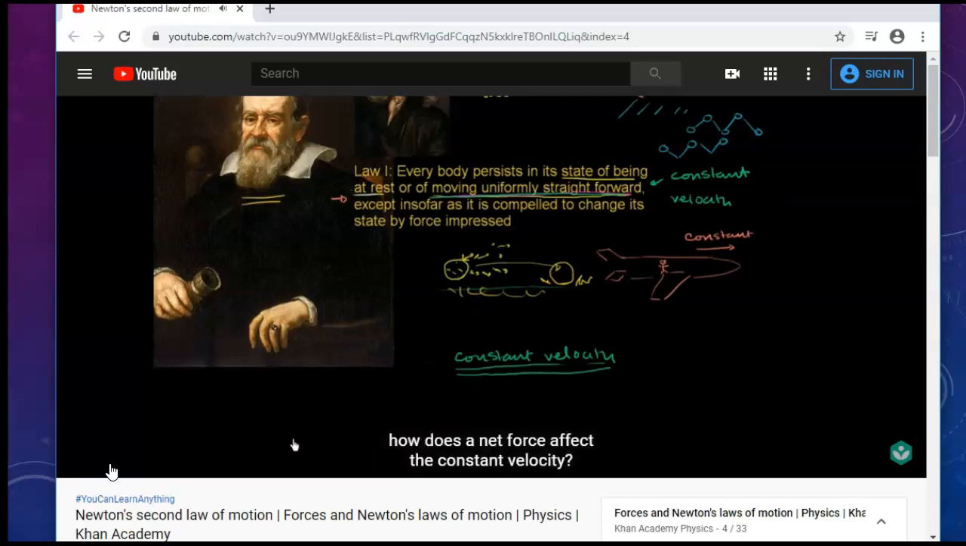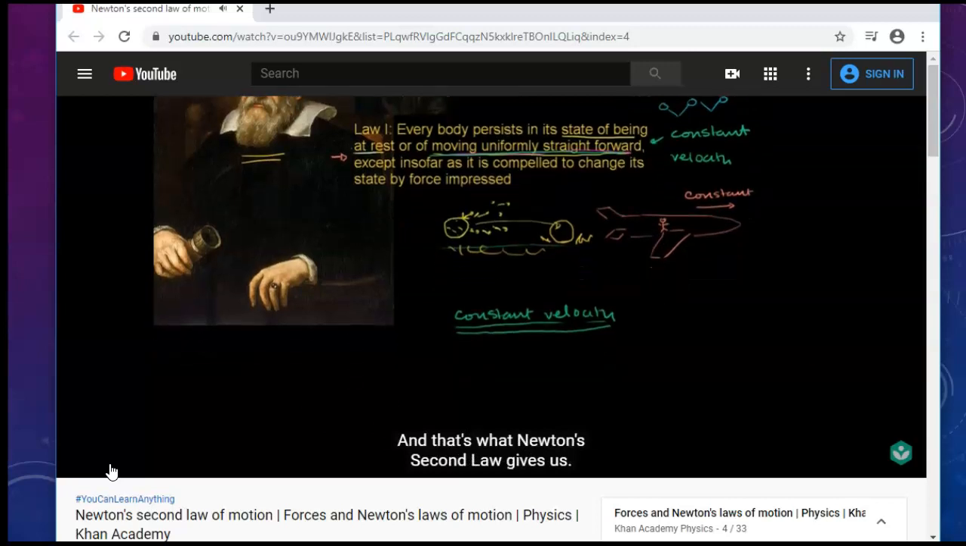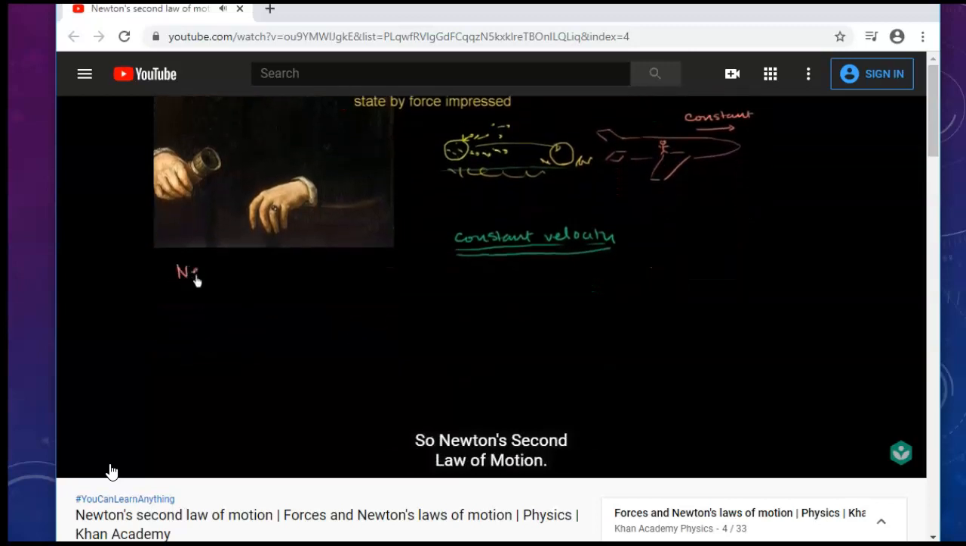How does a net force affect the constant velocity, or how does it affect the state of an object? And that's what Newton's second law gives us. So Newton's second law, second law of motion. And this one is maybe the most famous. They're all kind of famous. Actually, I won't pick favorites here. But this one gives us the famous formula: force is equal to mass times acceleration.